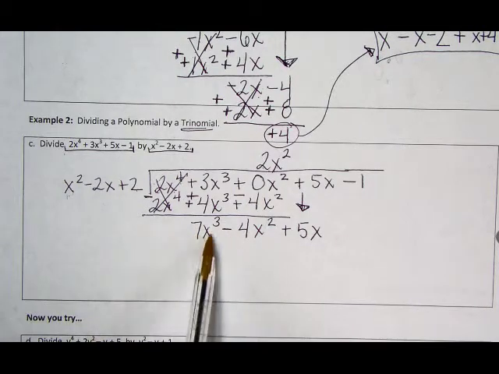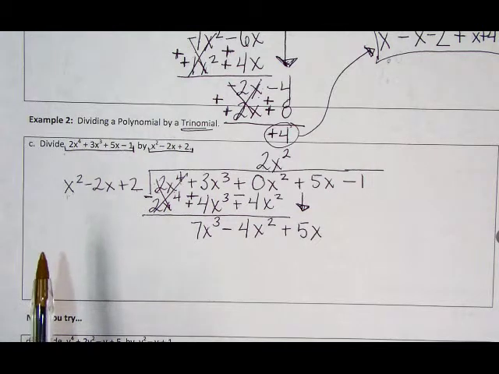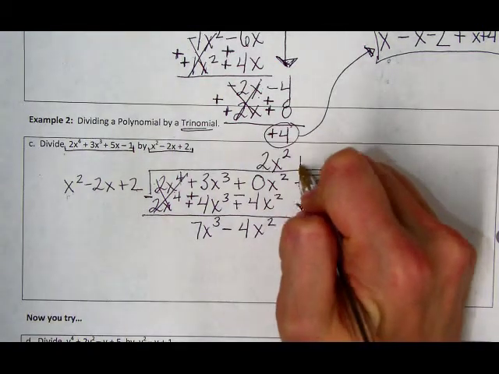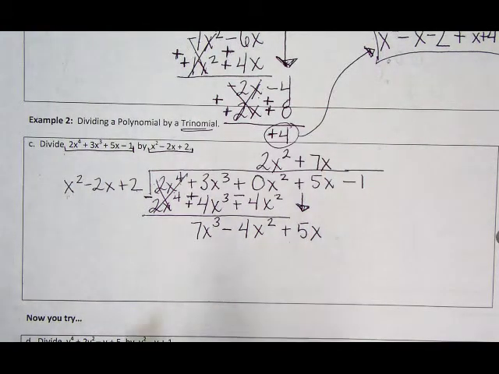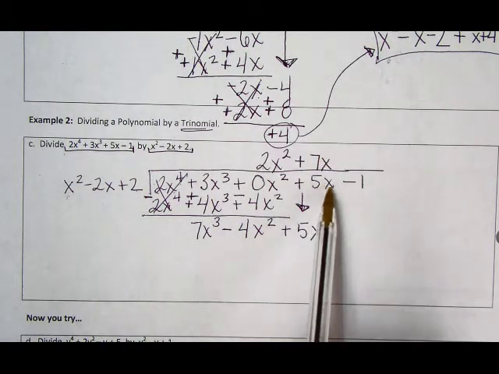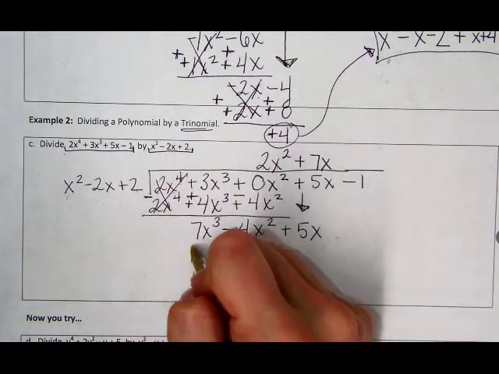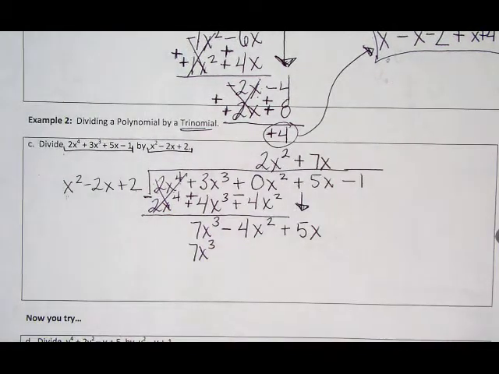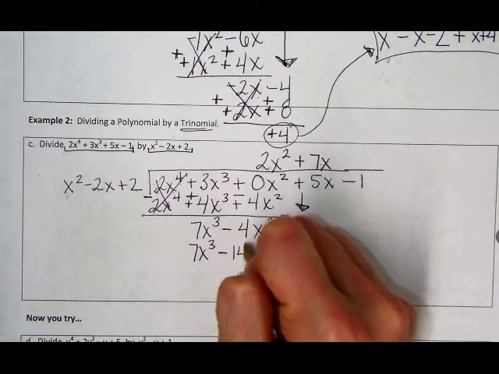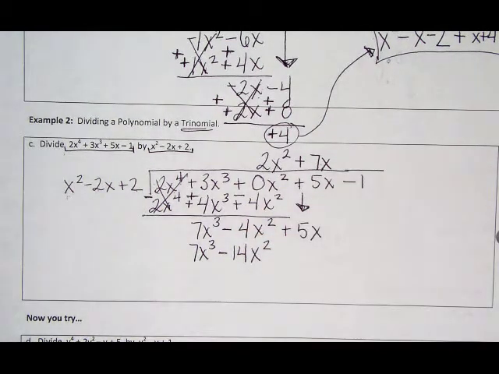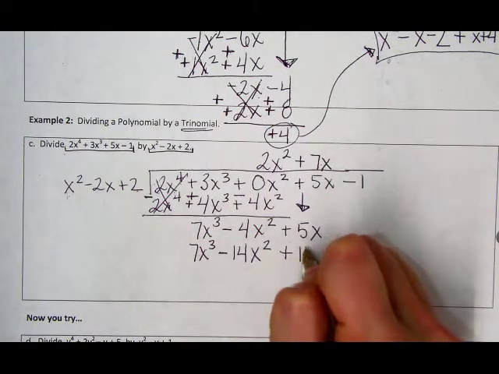I need a 7x cubed. I have an x squared on the outside, which means I have a 7 and an x that are missing. So I know my number I have to multiply is going to be 7x on top, in the same column that has my other x right below it. 7x now times my leading x squared gives me 7x cubed. 7x times my negative 2x gives me a negative 14x squared. And 7x times a positive 2 gives me a positive 14x.